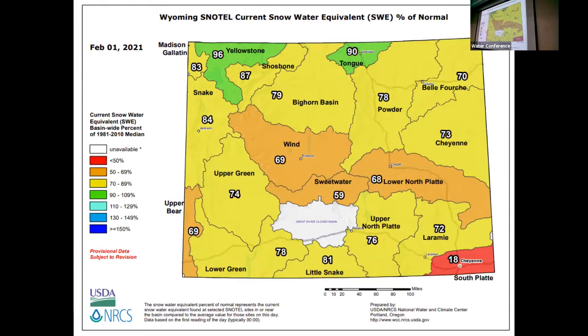This is a map of Wyoming showing snowpack as percentage of normal for each basin in the state. If we look down here in the lower right-hand corner, you see the upper North Platte's 76% of normal, and the lower North Platte's only 68% of normal. If we look clear down here in the bottom right, there's a small portion of the South Platte Basin that extends into Wyoming, and it's currently only 18% of normal. If we look at the state as a whole, the entire state of Wyoming snowpack is below average for this time of year.